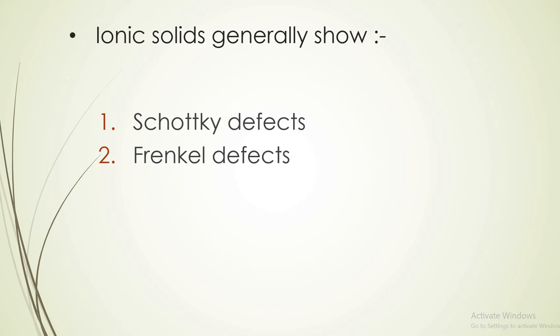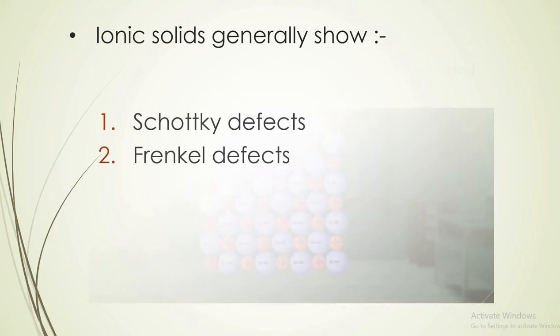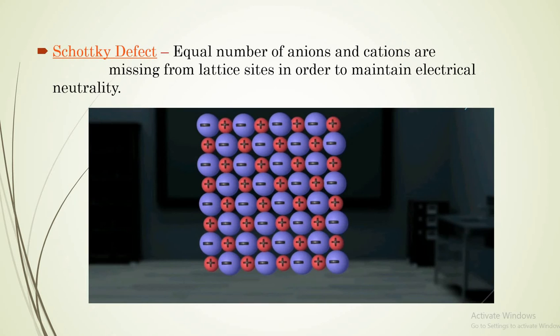Ionic solids generally show two types of stoichiometric defects: Schottky defect and Frenkel defect. Let us see them one by one. Schottky defect. This defect was discovered by German scientist Schottky in 1930. It arises if some of the atoms or ions are missing from their normal lattice sites. The lattice sites which are unoccupied are called lattice vacancies or holes.